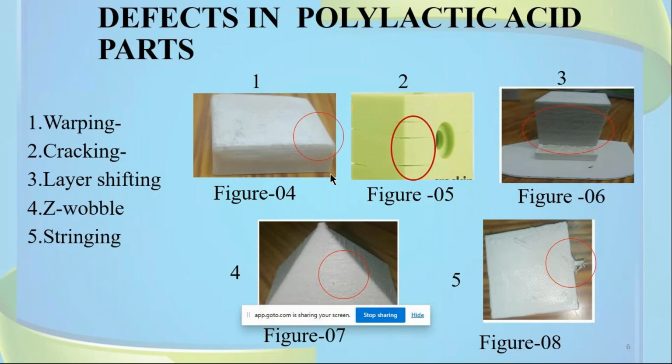During the cooling of the part in the intermediate layers, if welding between the layers is not good enough, these stresses end up spanning the layers and leave horizontal surface cracks. So, we will move to layer shifting. Layer shifting is also a defect in PLA parts.